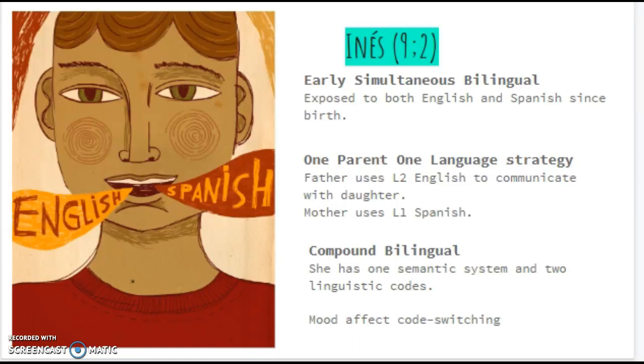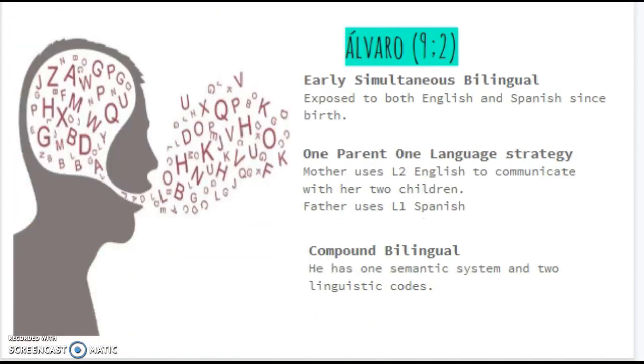Now, her parents and her teachers who I interviewed have said that they find that Inez does code switching based on her moods. So she's a very emotional child, very sociable, and when it comes to expressing her emotions, she switches to her L1 Spanish. But we can say that she speaks English like a native, fluently, and in both languages she has rich vocabulary.